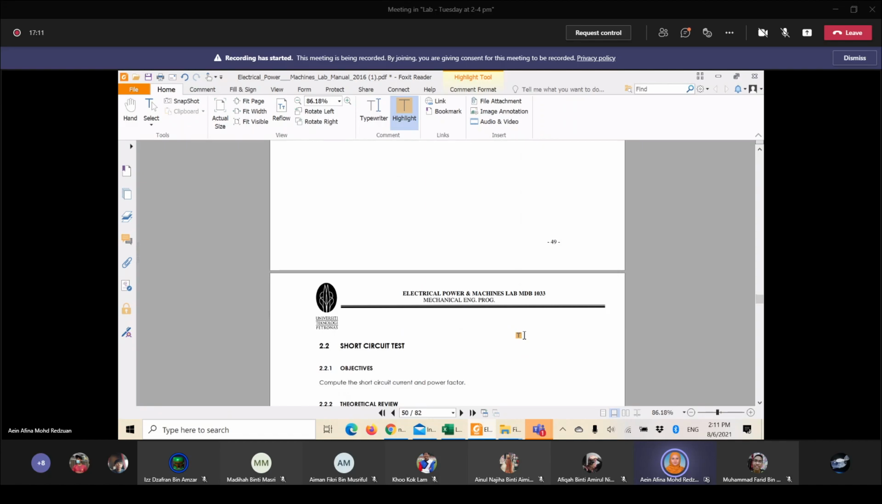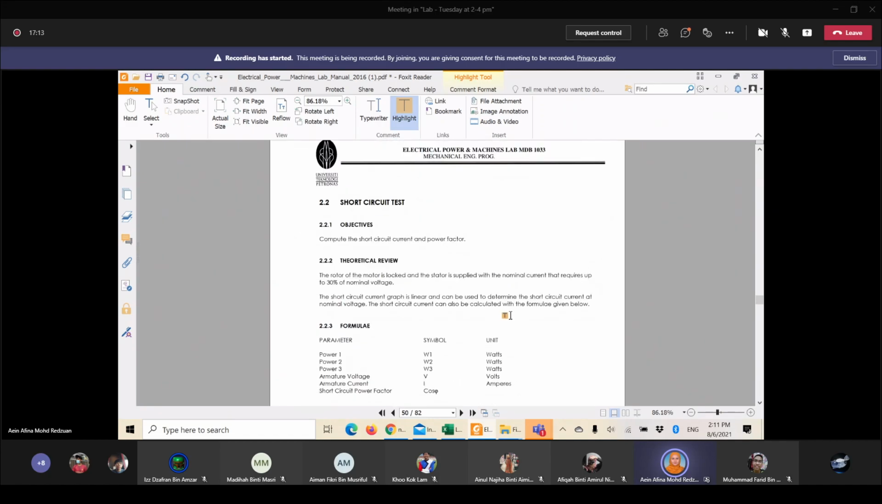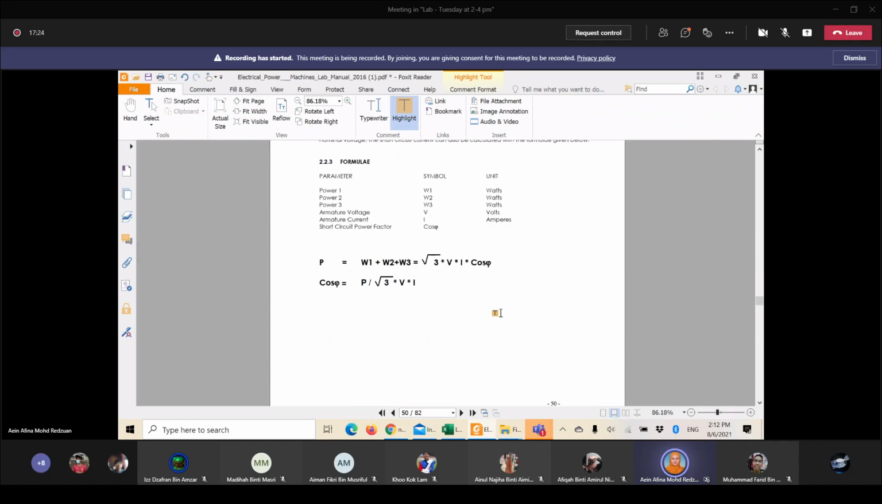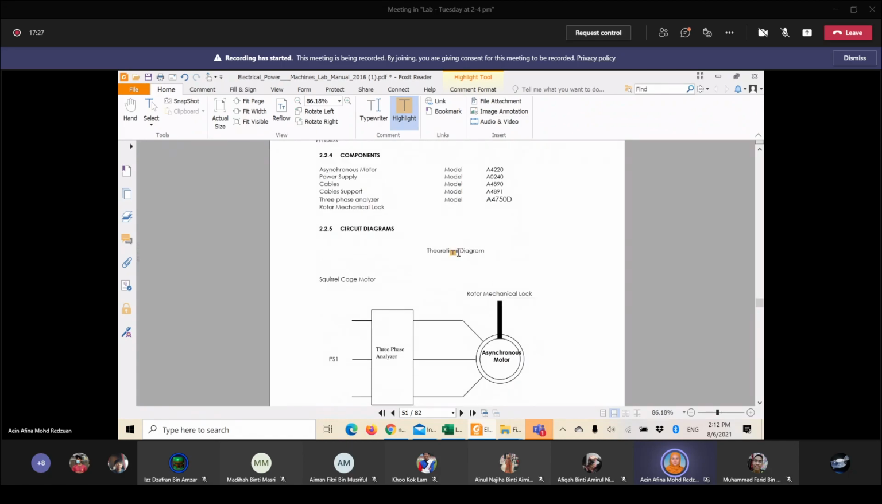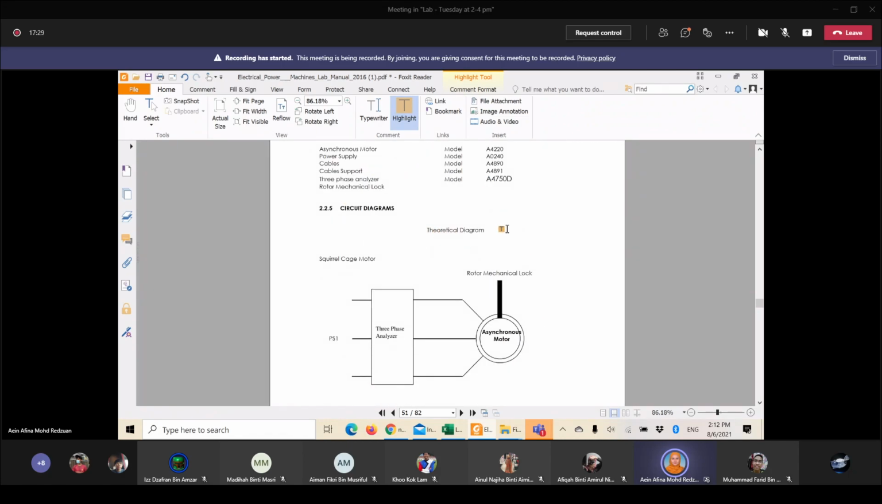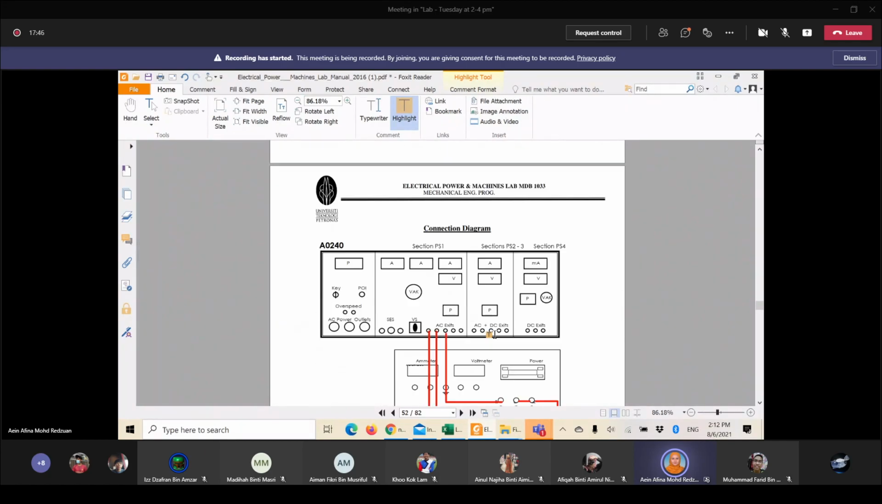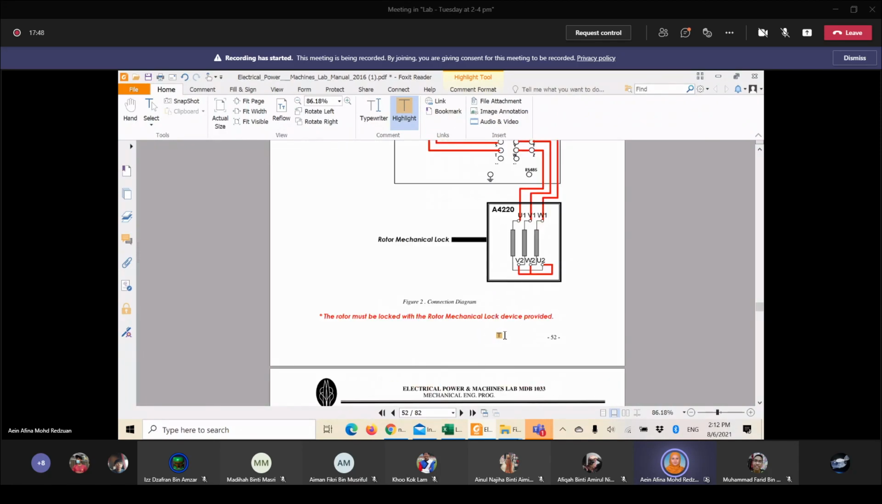Okay. And then next, we are going to have a short circuit test. The objective is to compute the short circuit current and power factor. So these are the calculations that you guys need to do. Basically what we are going to do here is to short the current by inducing a rotor mechanical lock. So we're going to lock the rotor of the asynchronous motor, and we're going to find out what happens if we short the circuit.